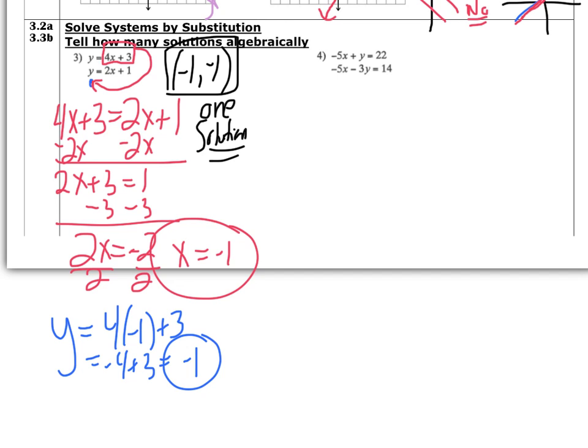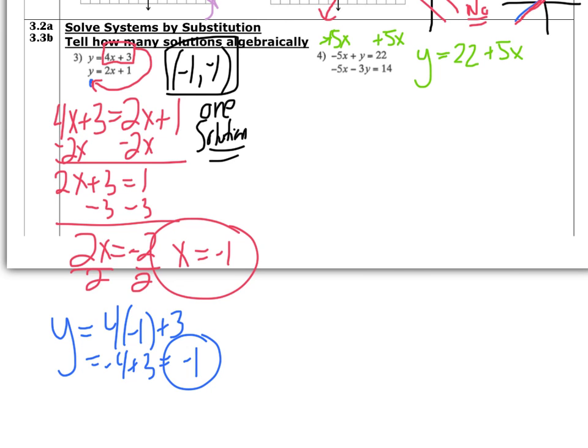Now if we do the next one here, it's not set up as already solved for one variable. So you're going to look at your system and, for substitution, figure out which term is easier to get by itself. This y right here is very clean, so it might be very easy to get the y by itself. To get this y by itself, we have to move the minus 5x. To move negative 5x, we would just add 5x to both sides. So I'm going to show that right here. Therefore we would get y equals 22 plus 5x.